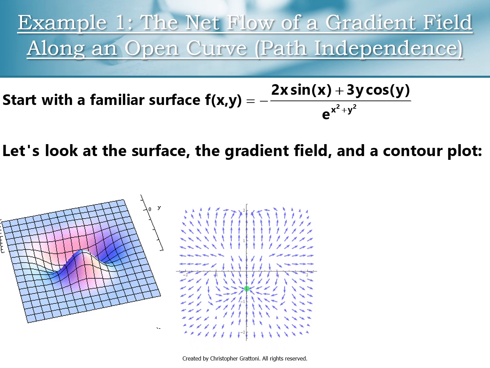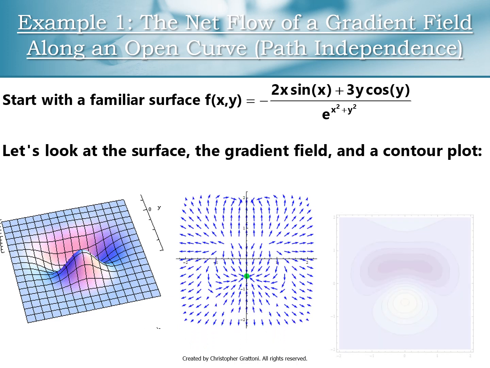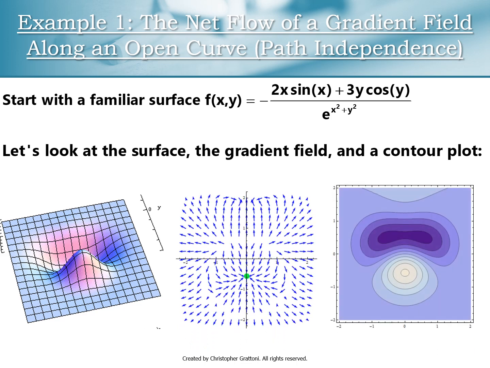So here's our surface, here's its associated gradient field, and here's a contour plot, just showing those side by side. As you get more comfortable in this course, you'll start to be able to equate all three pictures with each other. You can look at one of the pictures and kind of imagine what the other two might look like.